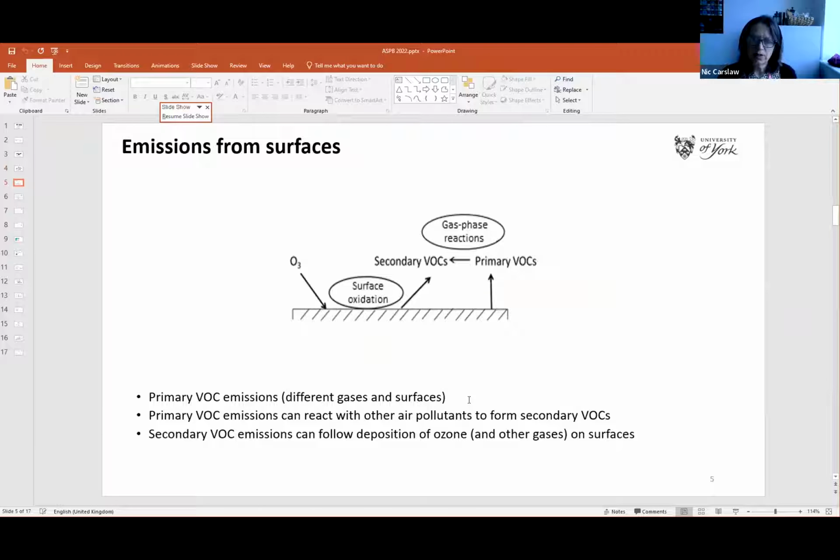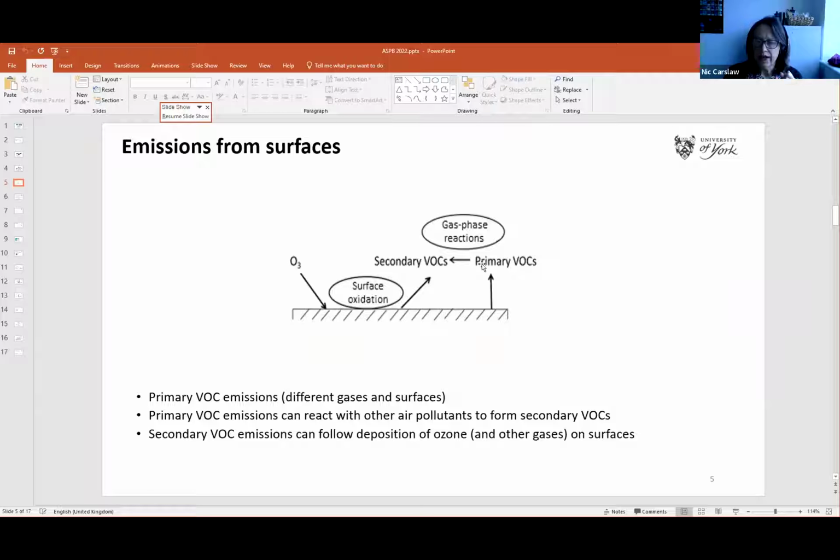So we're going to focus on emissions from surfaces and thinking about building materials, but I just wanted to explain to you the different processes that can happen. So let's imagine this is our surface. So this could be a bit of wooden flooring, a bit of plasterboard, a bit of carpet, whatever it is. And we have various different things that can happen. So one thing that can happen is that we have primary emissions. That means that chemicals are emitted directly from that surface. So that's the process here.